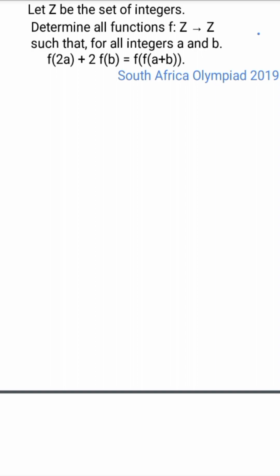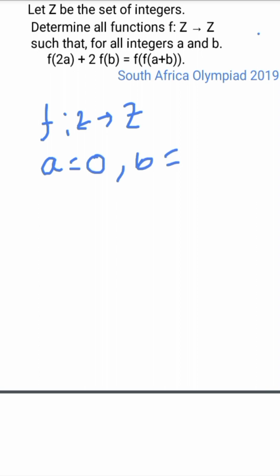So friends, if you notice this function f, that is f: Z → Z, it looks linear, right? So if we can prove that f is a linear function, we can get the solution easily, right? So let's try to do that. So for that, let's substitute a by 0 first, and b by n + 1.